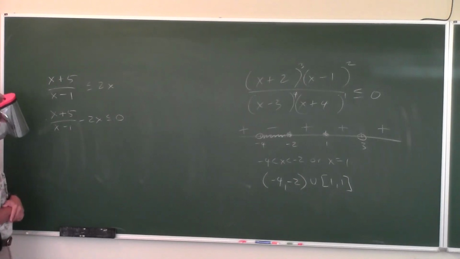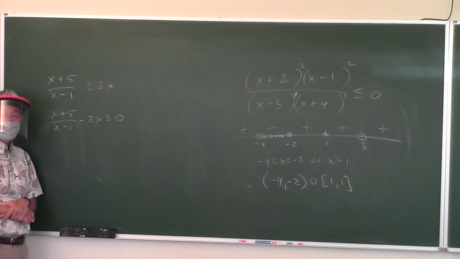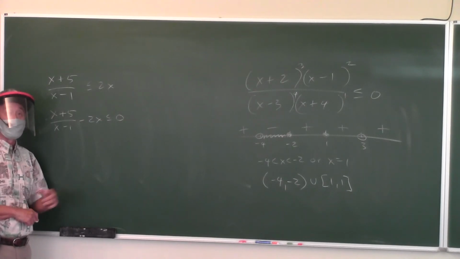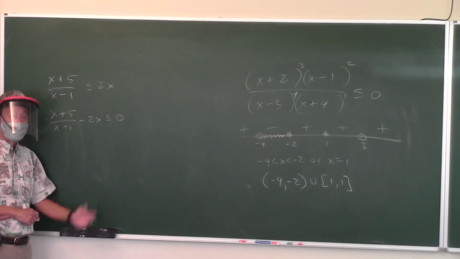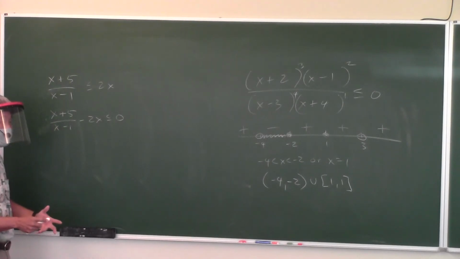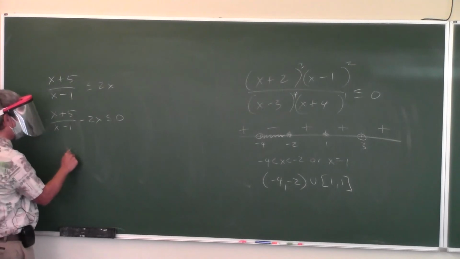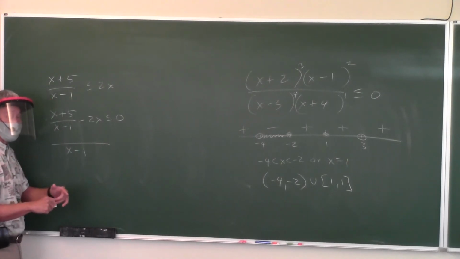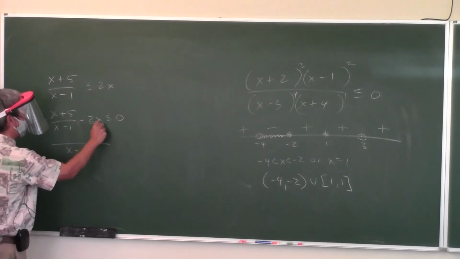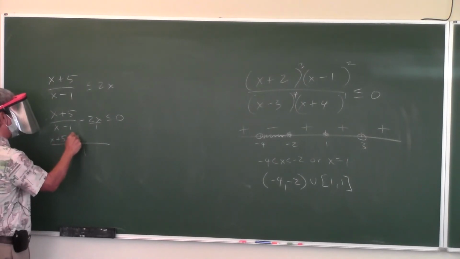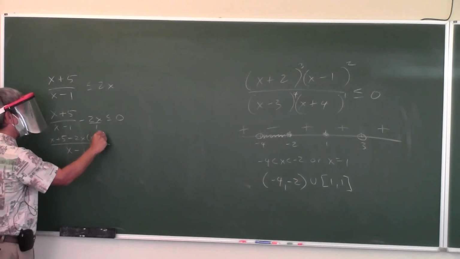Okay, now what do I do with the left? Now can I multiply both sides by x minus 1? Yeah, you can, except you just delayed your fatal error one step. No, because sometimes x minus 1 is positive and sometimes it's negative. So what do you do? You make the least common denominator. That's how you subtract fractions. Here, I'm going to put it over 1. So you're going to get x plus 5 minus 2x times x minus 1.